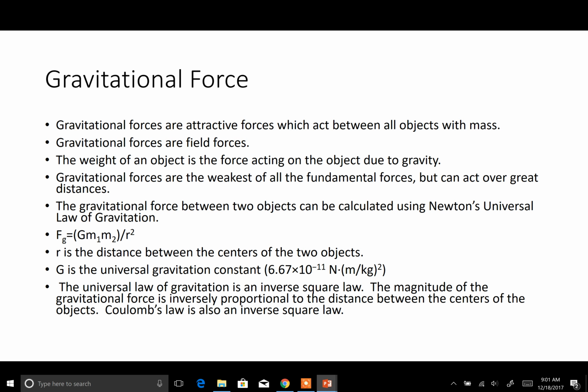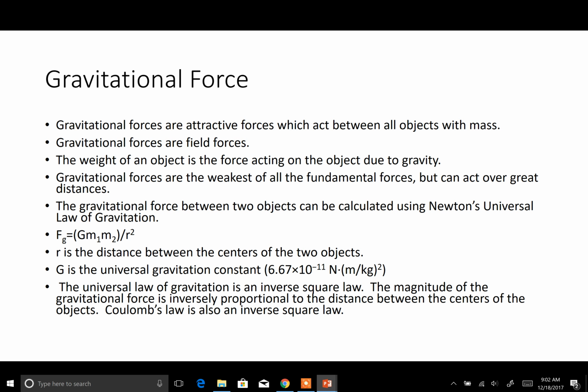This unit also deals with gravity, or the gravitational force. Gravitational forces are attractive forces which act between all objects that have mass. They're field forces. They can act across distance without actual contact between the masses. The weight of an object is the force acting on the object due to its gravity. Of all the fundamental forces, gravitational forces are the weakest, but they do act over the greatest distances.